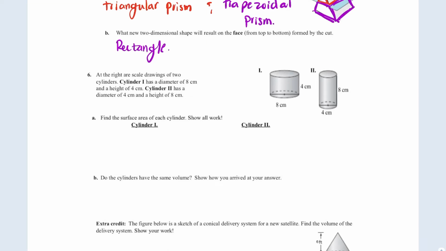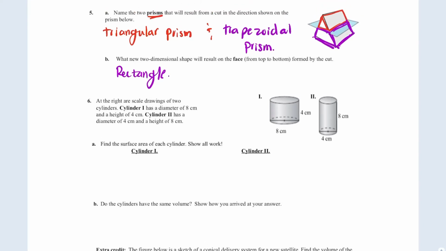Let's take a look at number 6. At the right are scale drawings of two cylinders. Cylinder 1 has a diameter of 8 centimeters and a height of 4. Cylinder 2 has a diameter of 4 centimeters and a height of 8 centimeters. It says to find the surface area of each cylinder, and we're going to show all of our work.